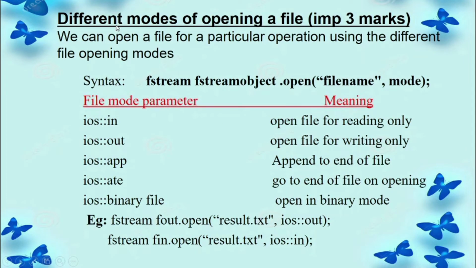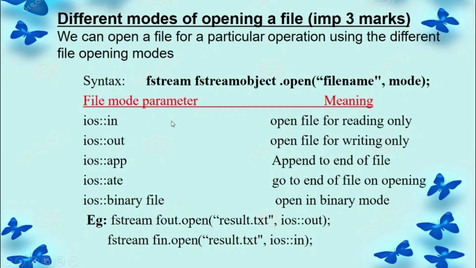Now let us see the different modes of opening a file. It's very important for 3 marks. We can open a file for a particular operation using the different file opening modes. So here you can see the different file opening modes. So using these file opening modes we can open a file for a particular operation. So syntax is fstream object dot open, and we are mentioning the file name with the mode. So which mode we are opening the file in depends on the particular operation we can perform.